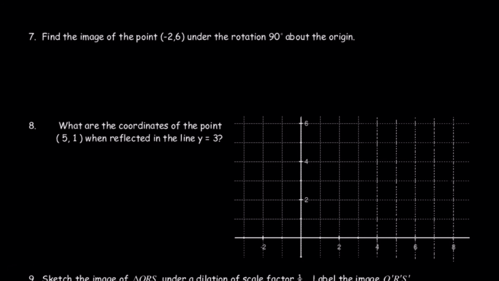Question 7, find the image of the point (-2, 6) under the rotation of 90 degrees about the origin. The rule for rotating 90 is you switch and negate the first one. All right, (-y, x). So what I have to do here is I have to switch these two and then negate the first one. So it should be (-6, -2).